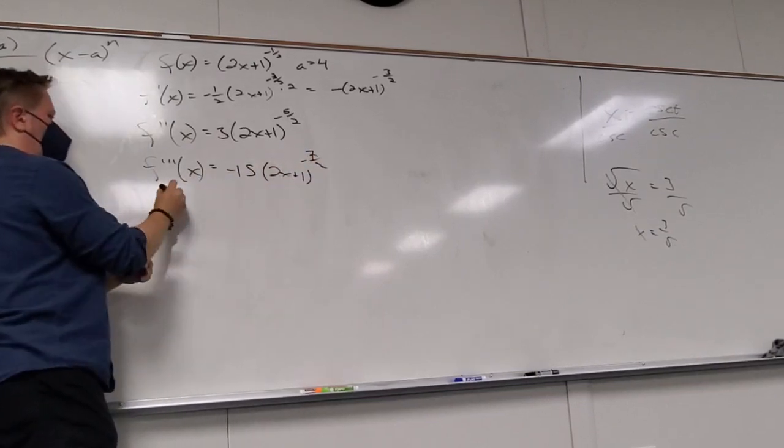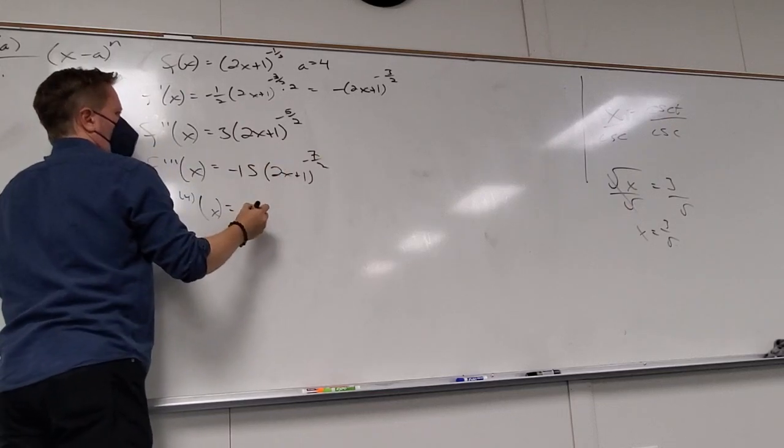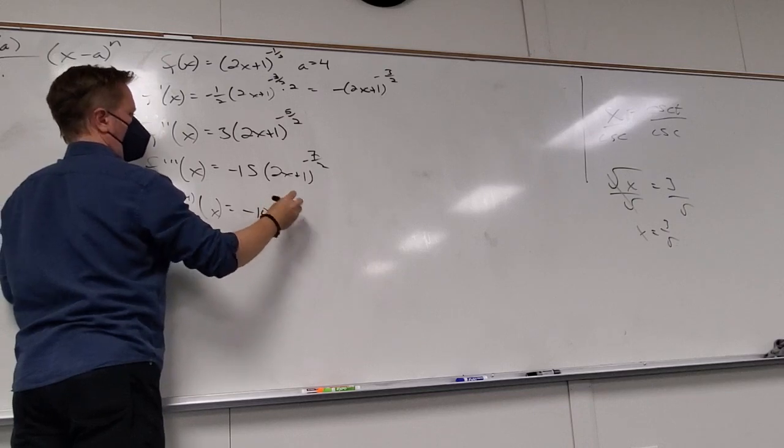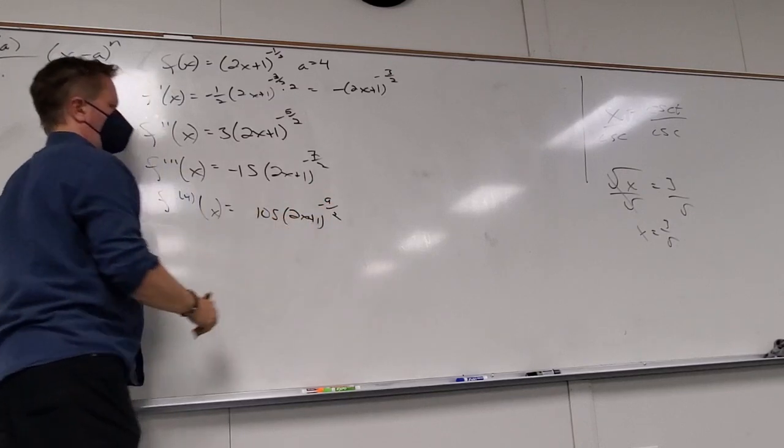And then finally, what is it? Is it 105? Yeah, positive, sorry. Positive 105 (2x+1) to the negative 9/2.